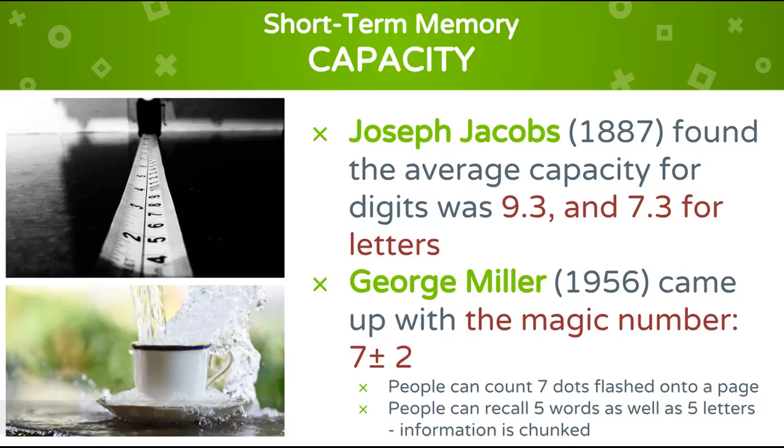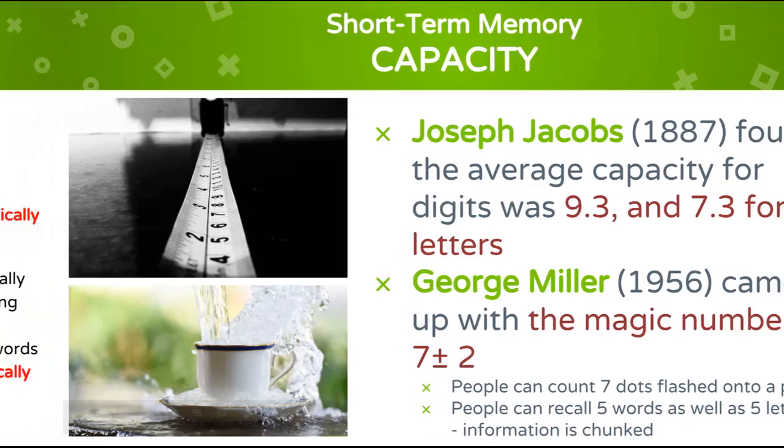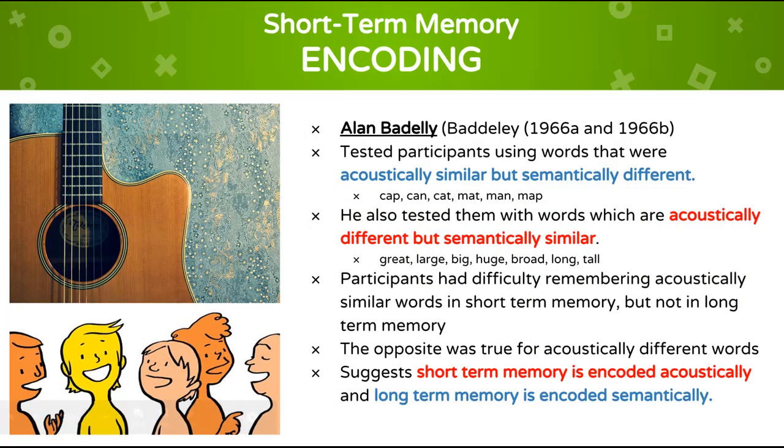The encoding of short-term memory is mainly acoustic. We know this because of a study by Alan Baddeley. He tested participants using words that were acoustically similar but semantically different, e.g. cap, can, cat, mat, man, map. These words sound similar but mean completely different things.